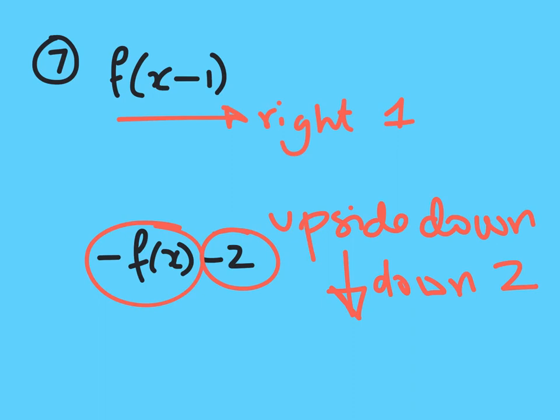Okay, so first one, move it right 1 unit. Second one, separate diagram, turn it upside down and move it down 2 units. Remember and show the various points on your graph, write the coordinates down.